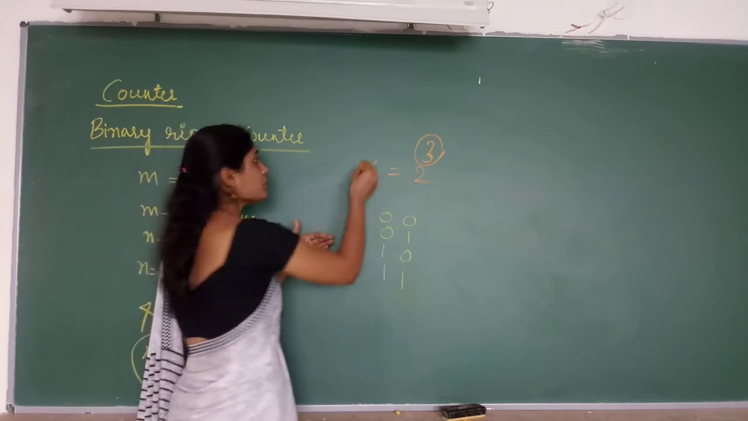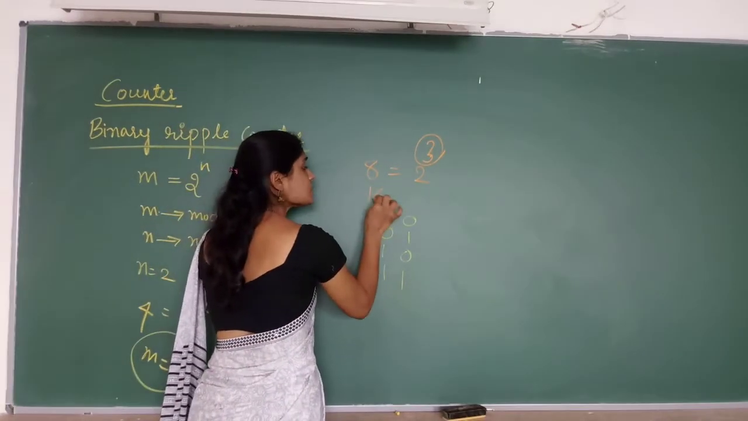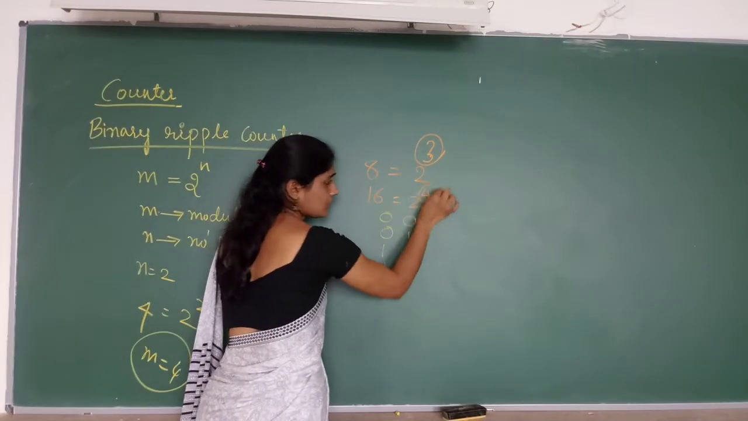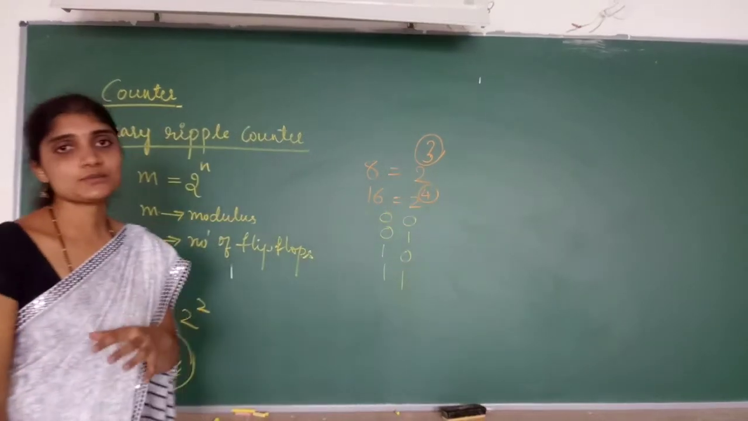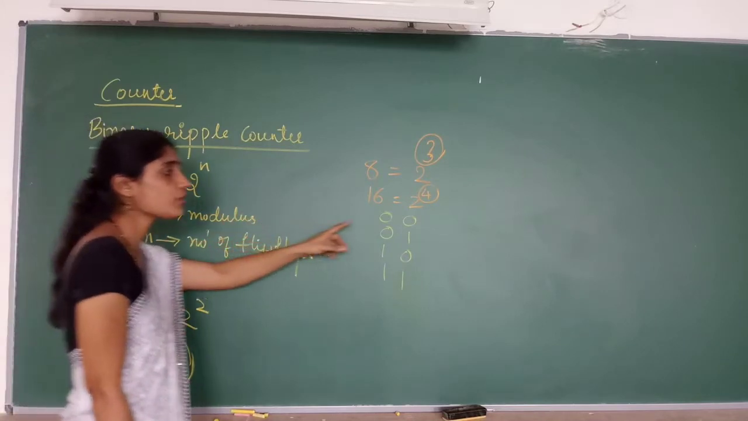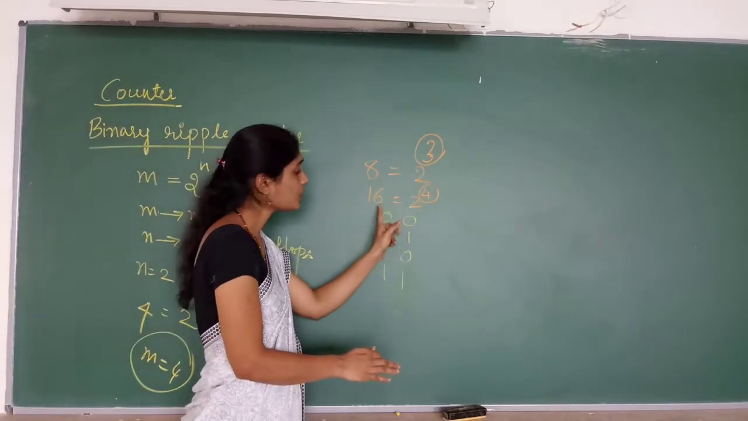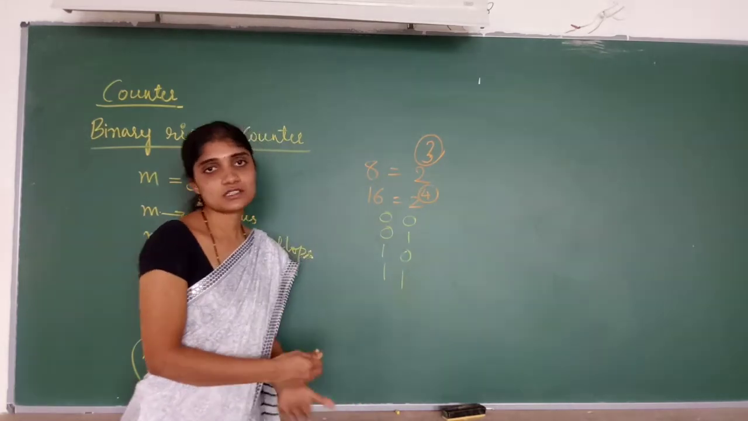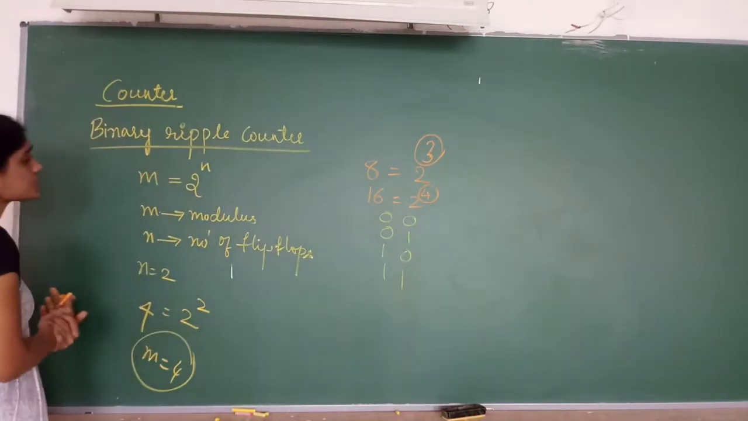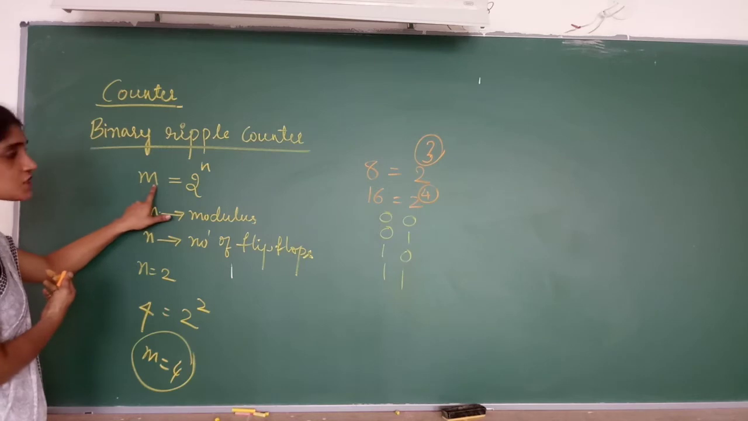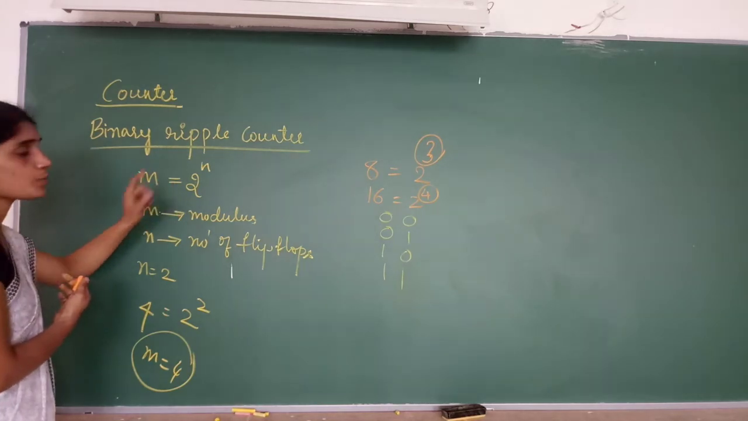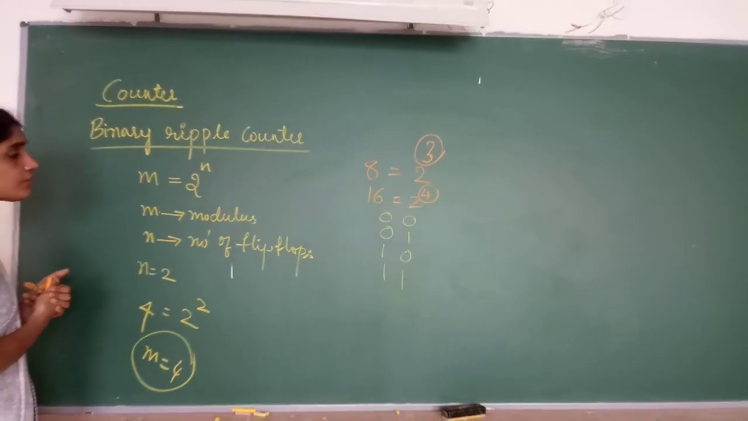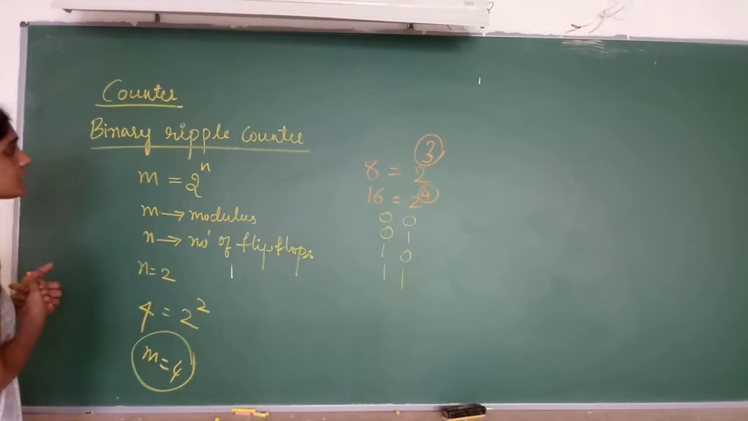If I want to design, let's say, a mod 16 counter, how many flip-flops do I have to select? 4. Different patterns are generated using the counter. So 4 flip-flops are enough to get 16 different sequences, 16 different patterns. So a counter which has modulus m equal to 2 power n is what is called a binary counter.